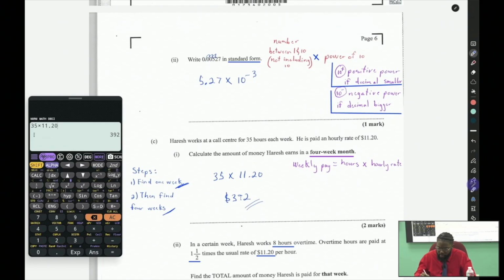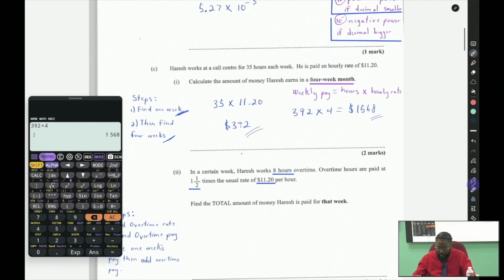So now, to calculate for 4 weeks, we're then going to have to multiply by 4. So it's going to be 392 multiplied by 4. And again, we can use our calculator, which then gives us $1,568. All right? And you get your 2 marks very easily. So let's move on.